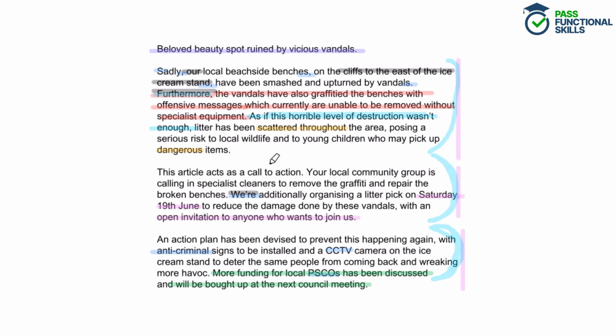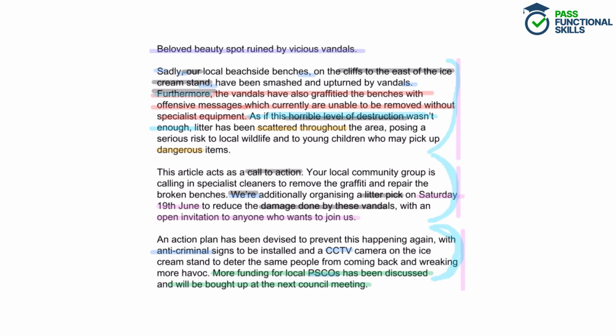We have a serious tone being used throughout to discuss a serious issue. So for example, we've got "damage done by vandals," and we also have "horrible level of destruction." So these kinds of phrases emphasise the seriousness of the issue and persuade the reader that they should join the call to action. They should go and help out with the litter pick. So overall, the text meets the criteria because it's really persuasive, and it is suited to the audience and purpose that have been specified in the question.